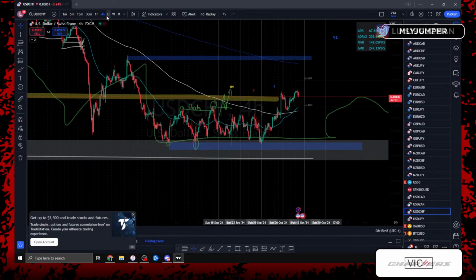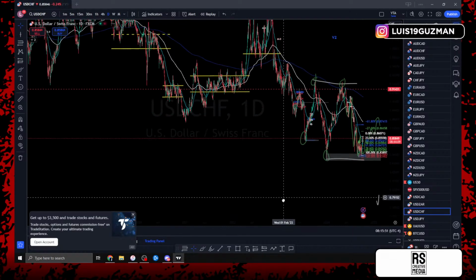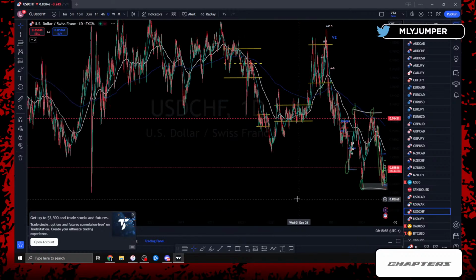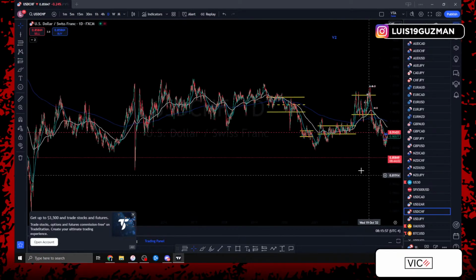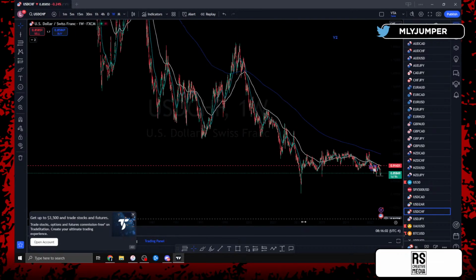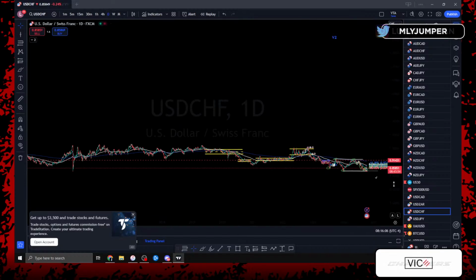So we know that in level 1, where are we for USD CHF? We're pretty much in peak low territory. We understand that all of this was probably just in a higher time frame. We can see that we've been in a downtrend. The weekly is too high, but we've been in a downtrend forever.